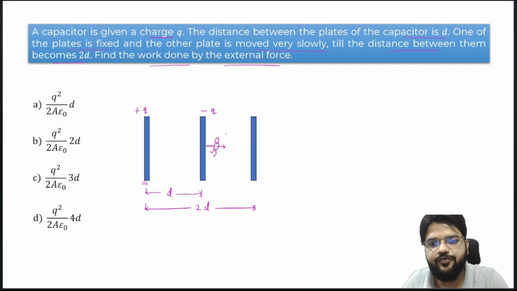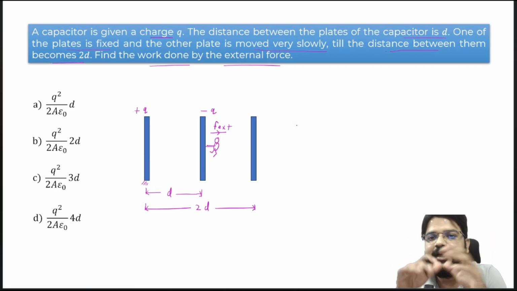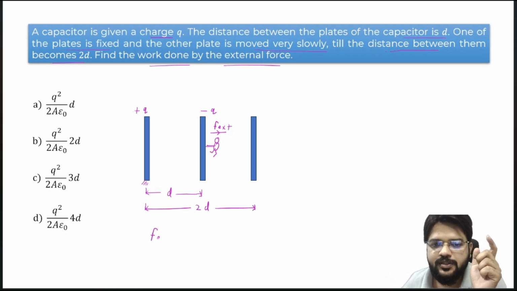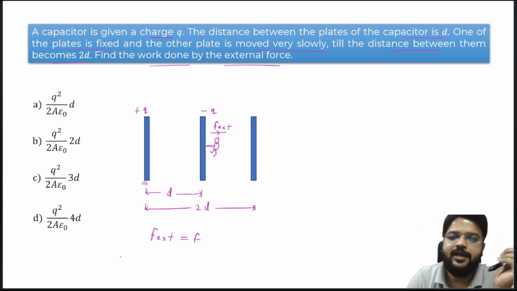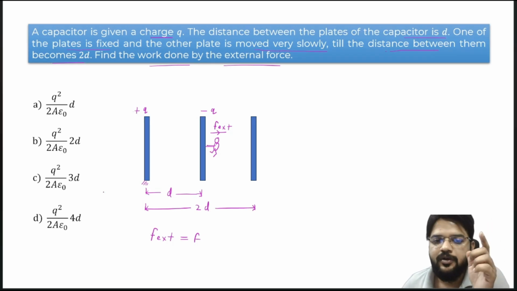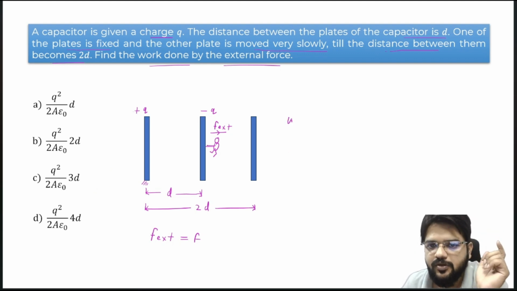So this is the direction of the external force, correct? And here the second plate is moving very slowly. So the external force and the force between the plates are equal, correct? Then the net force on the plate is 0, correct? Then acceleration is not happening here. So the required external work is equal to what?